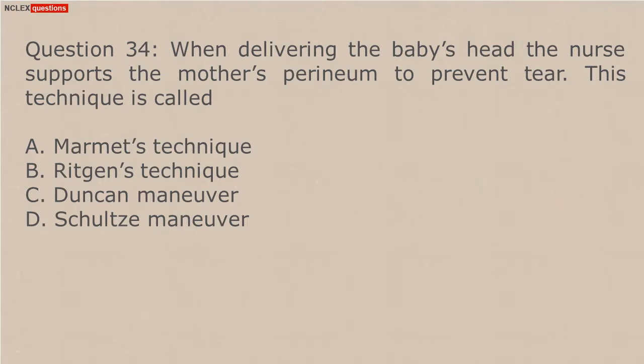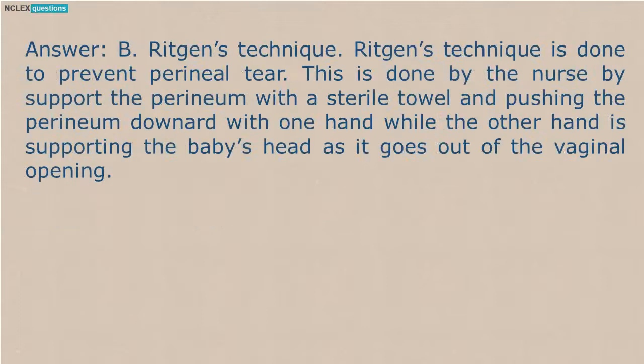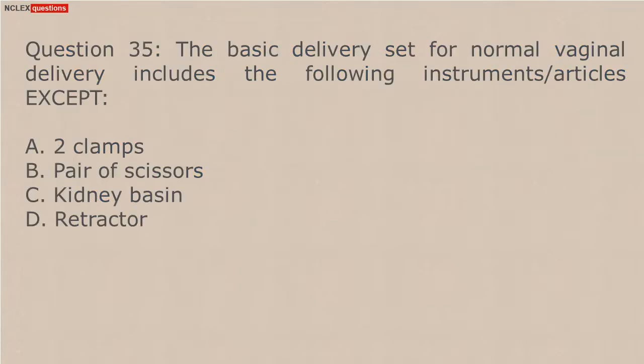Answer, D. Flexibility of the. Question 21. The mechanisms involved in fetal delivery is A. Descent, extension, flexion, external rotation. B. Descent, flexion, internal rotation, extension, external rotation. C. Flexion. Question 23. To ensure that the baby will breath as soon as the head is delivered, the nurse's priority action is to A.